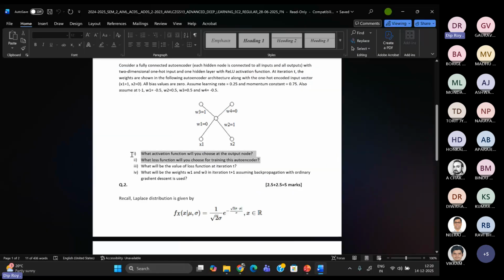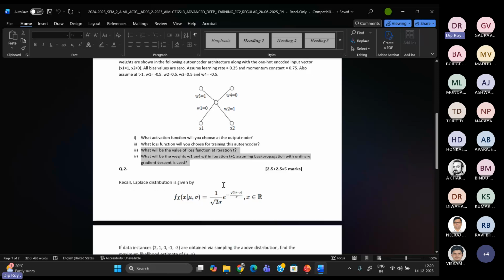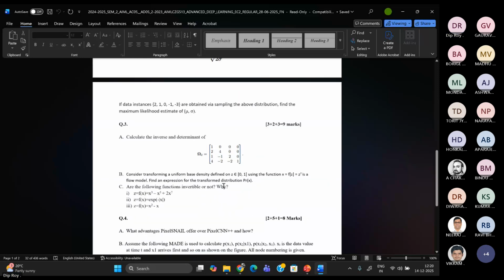So this is a conceptual question. What will be the value of the loss function at iteration t? What will be the weights W1 and W2 at t plus 1? This is something which you will just calculate and give.